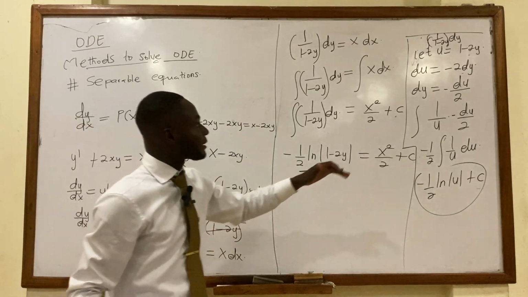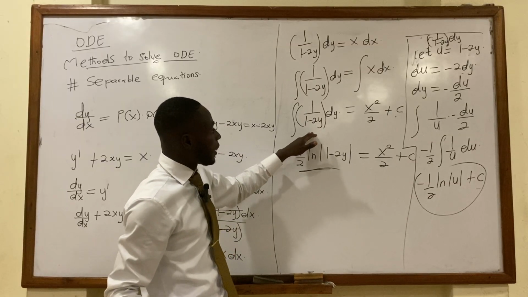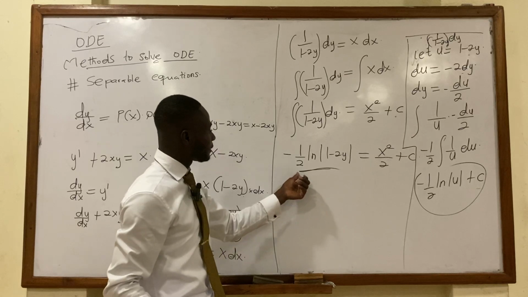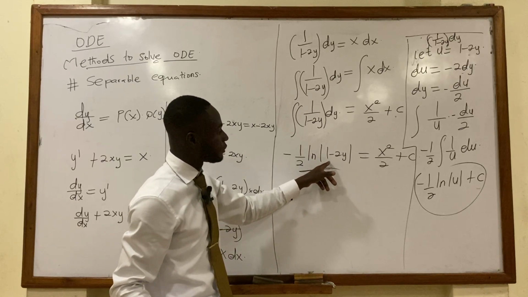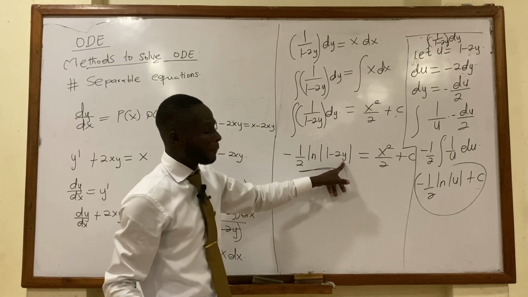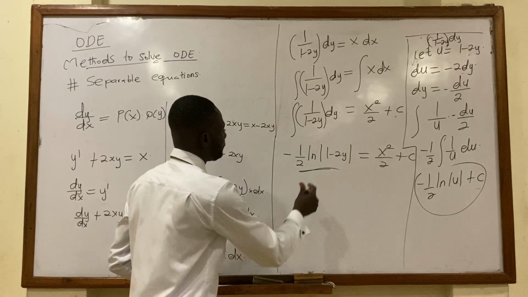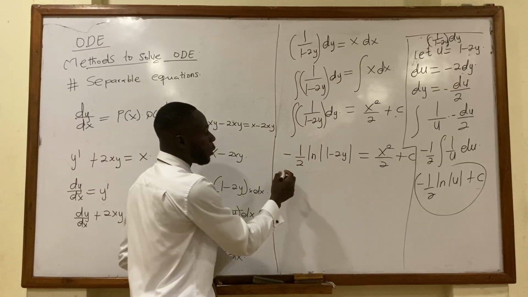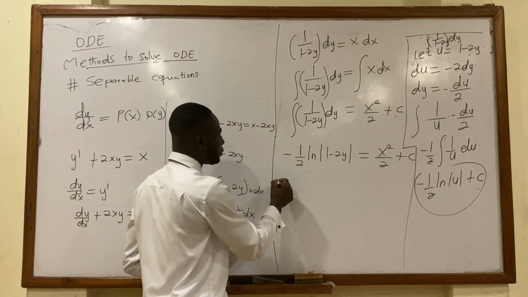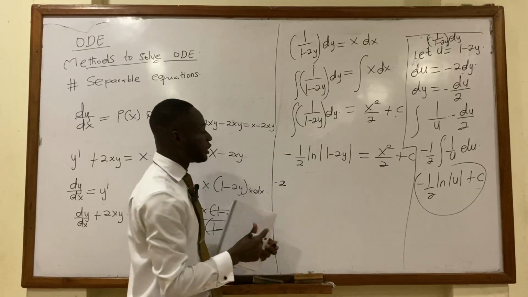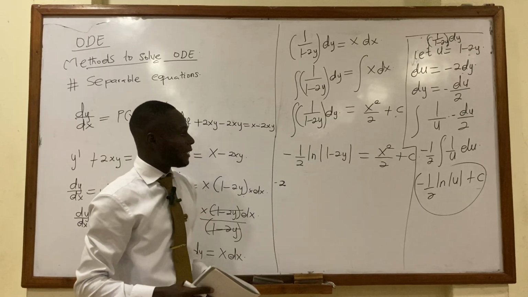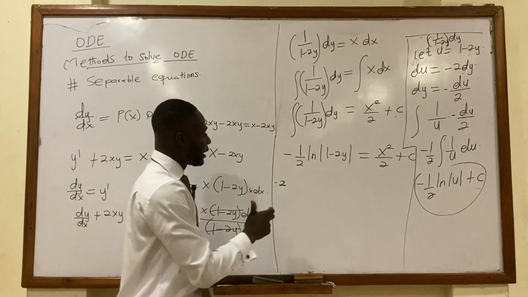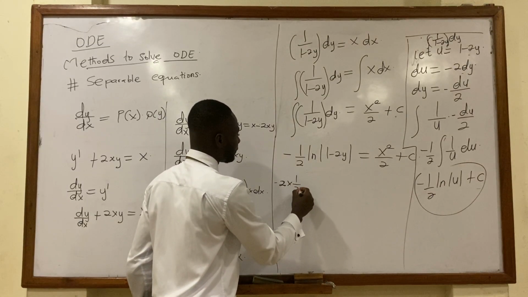So basically the integral of 1 over 1 minus 2y dy, when you integrate it, you have minus half ln absolute 1 minus 2y. Now, this is what we have. So what can we do? We can multiply through by minus 2, because we want to have the ln of 1 minus 2y on the left hand side. So let's multiply through by minus 2.